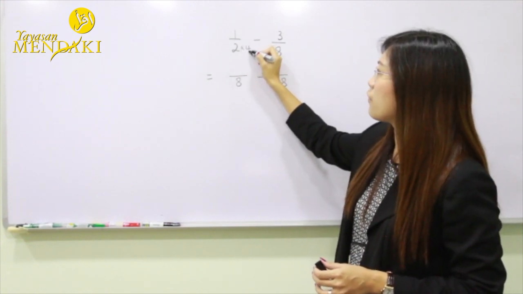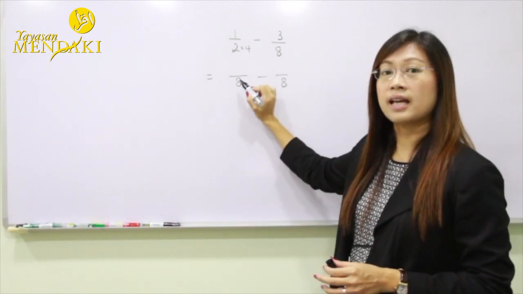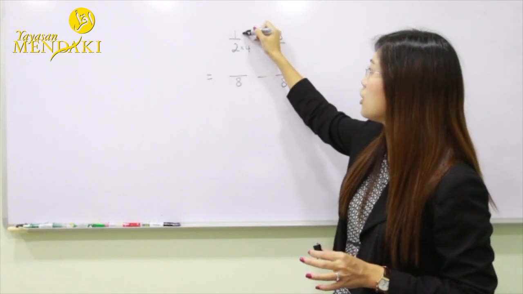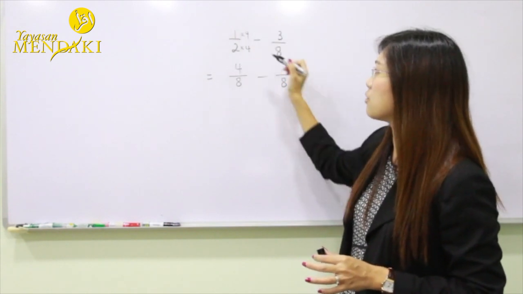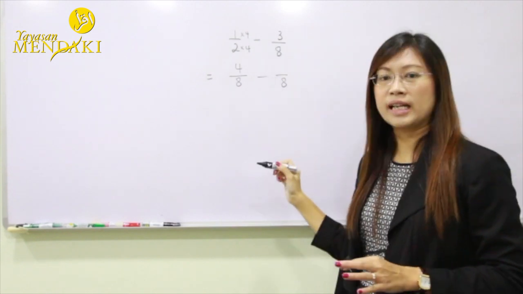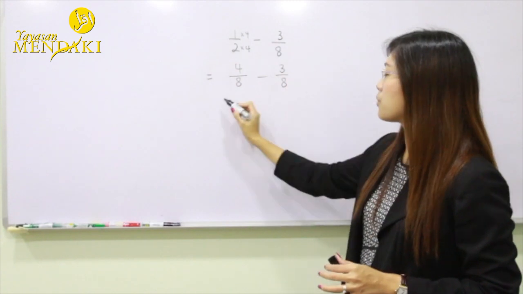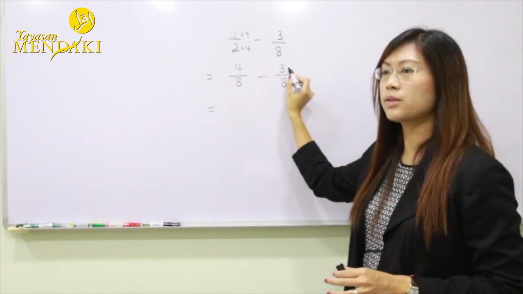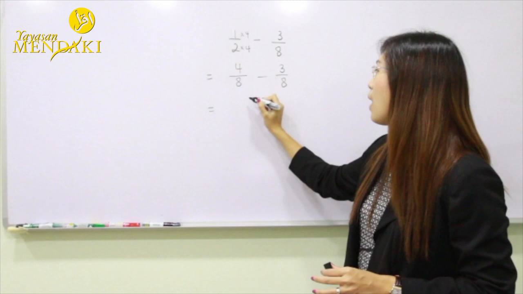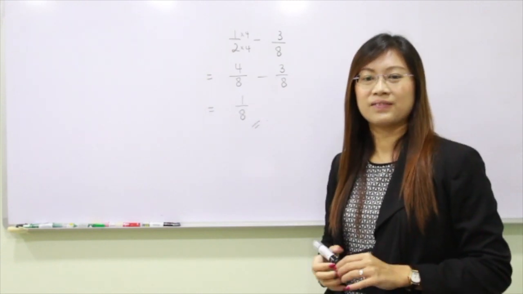We're going to multiply 4 to the number 2 to make it into a denominator of 8. And we're going to do the same thing for the numerator as well. So this gets you to 4 out of 8. Now for the second fraction, we're going to retain the fraction because it already has the same denominator. So that gets you to 3 over 8. So what is 4 minus 3 on the numerator? It will be 1 over 8. And that is the final answer.